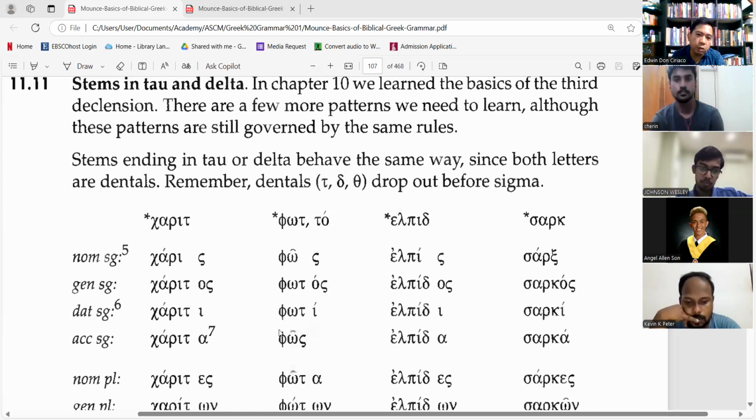So phos, photos, photi, and then phos. The nominative and then the accusative are the same.